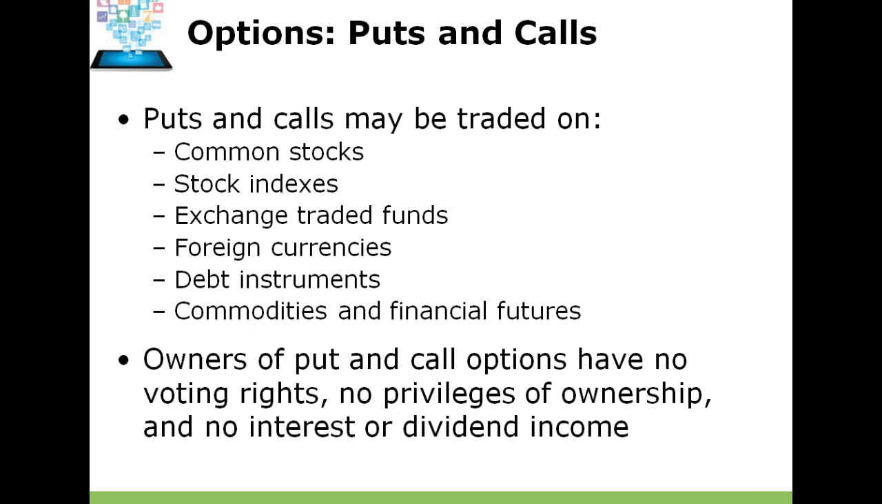And puts and calls can be traded on stocks, stock indexes, exchange traded funds, foreign currencies, debt instruments, commodities, and financial futures. Now, if you own puts and calls on a stock, you have no voting rights, you're going to receive no dividends, you have no privileges of ownership, you receive no interest on the bonds. So you don't actually own the asset. Get this through your head. You do not own the stock or the gold or the currency. You just have the option. You own the option. You don't actually own the asset.